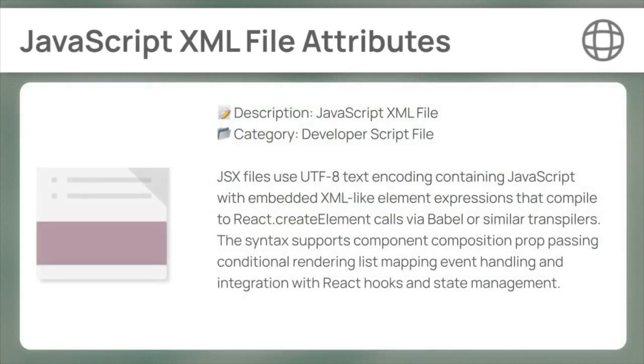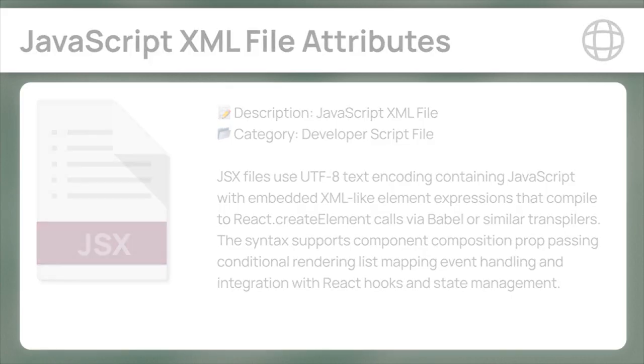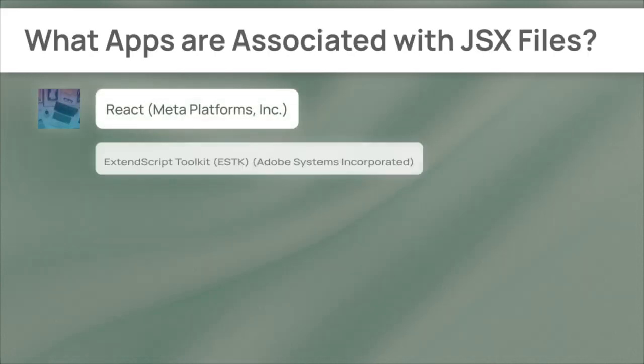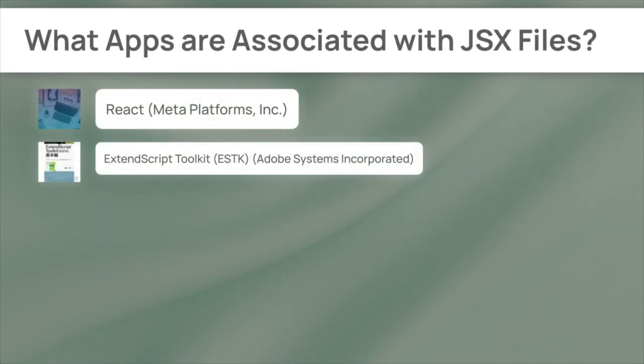JSX files use UTF-8 text encoding containing JavaScript with embedded XML-like element expressions that compile to React.createElement calls via Babel or similar transpilers. The syntax supports component composition, prop passing, conditional rendering, list mapping, event handling, and integration with React hooks and state management. Optimal handling of the JSX format is achieved using React by Meta Platforms, Inc.